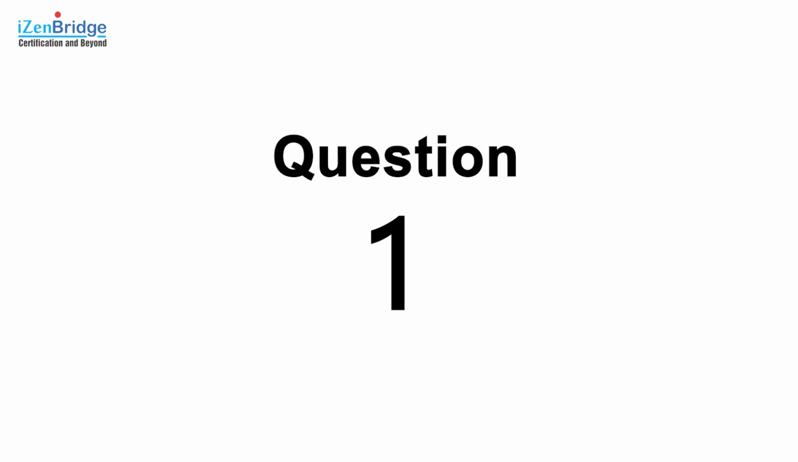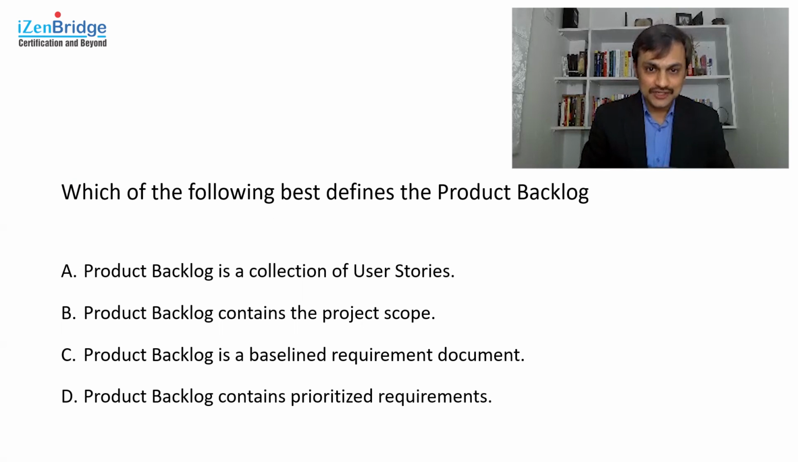Question 1. Which of the following best defines the product backlog? Option A, product backlog is a collection of user stories. Option B, product backlog contains the project scope. Option C, product backlog is a baseline requirement document. And the final option D, product backlog contains prioritized requirements.